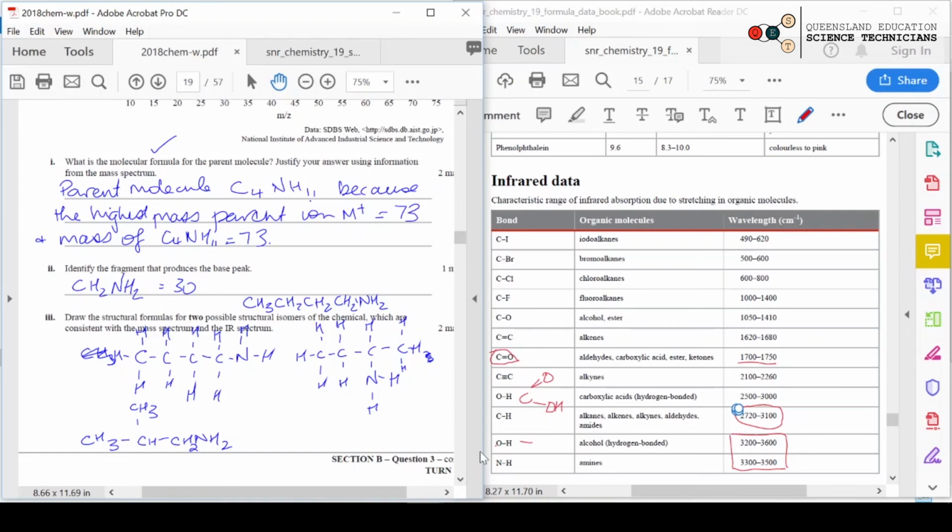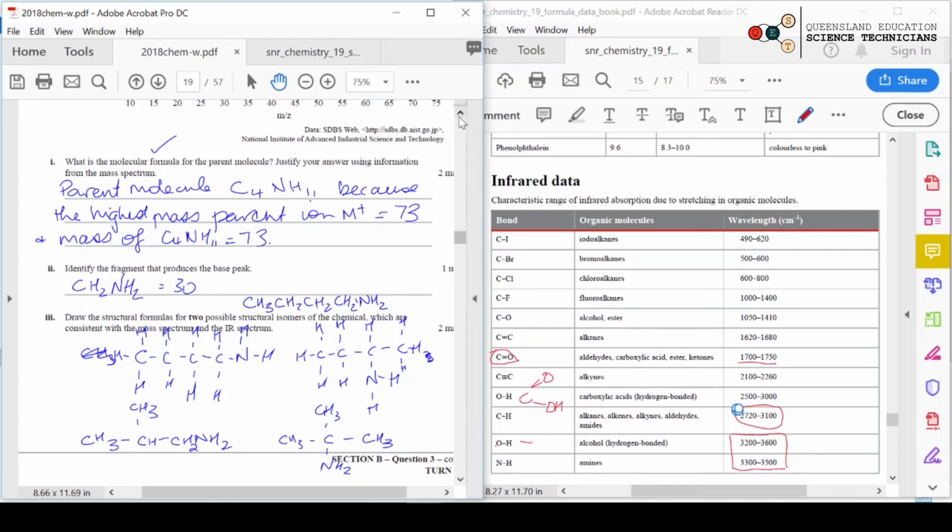The other way, there is one other way that it can be, which is my CH3, carbon in the middle, the CH3 here. This could also be my NH2 with a CH3 here. So these are some of the structural isomers. These would all be consistent with the IR spectra, but I also need to look at, well, is it going to be consistent with the mass spectra?